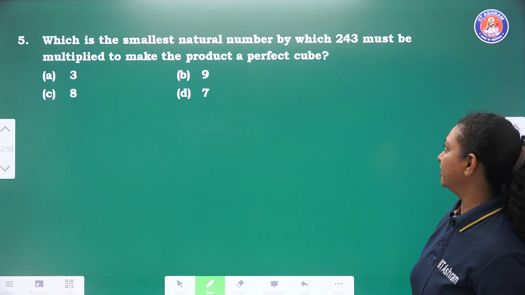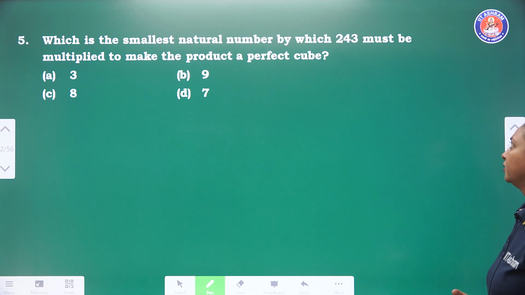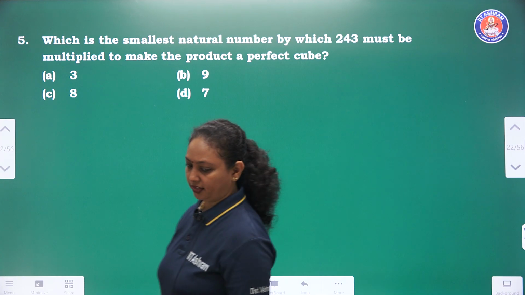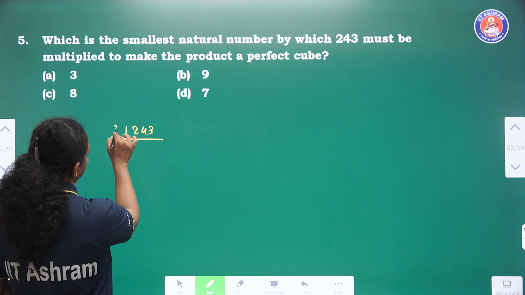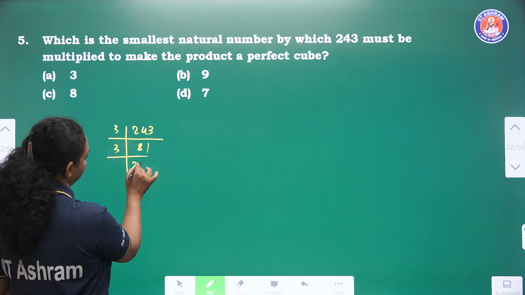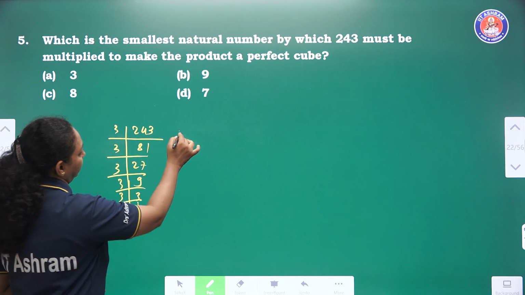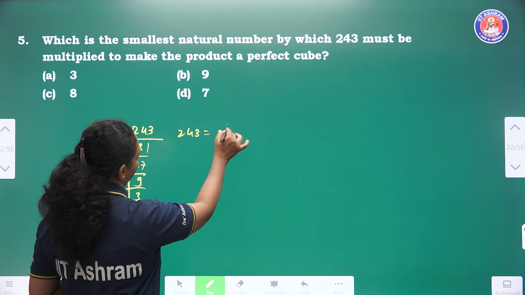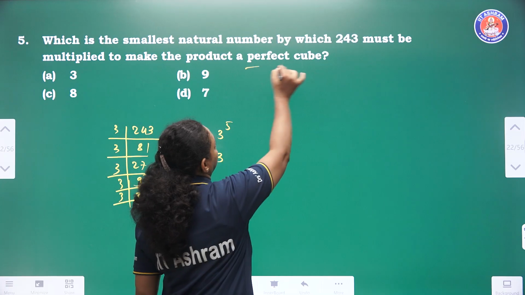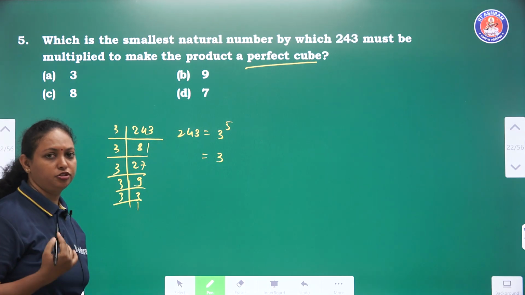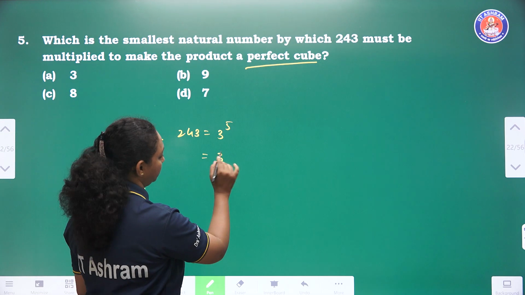Which is the smallest natural number by which 243 must be multiplied to make the product a perfect cube? 243. So for that, we just factorize 243. 3 3s are 81, 3 3s are 27, 3 3s are 9, 3 3s are 9, and 3 1s are 3. So we know that 243 is equal to 3 to the power 5. For a perfect cube, each factor should be in a group of 3. It should be repeated 3 times. But 3 is repeated here 5 times.